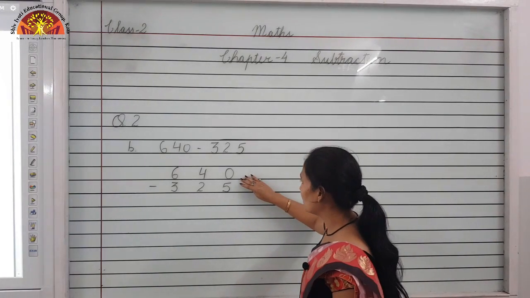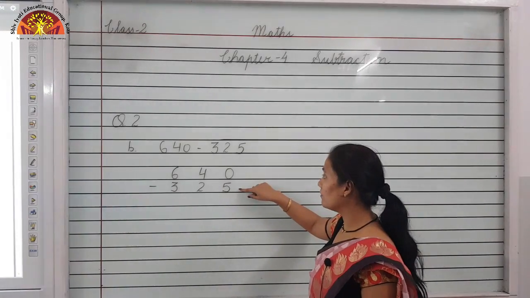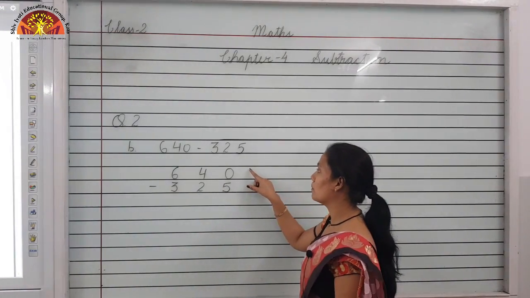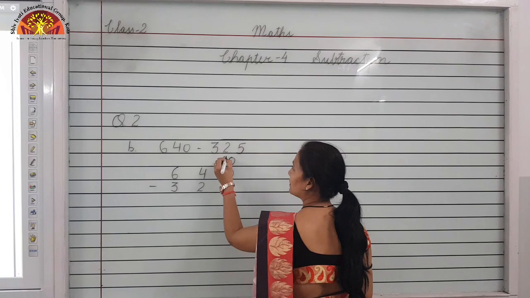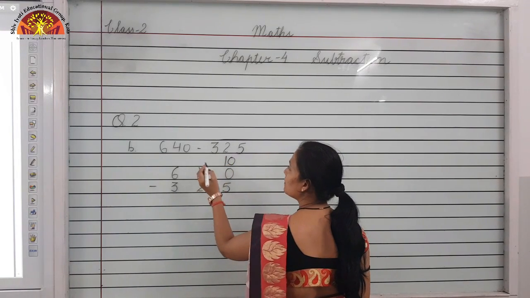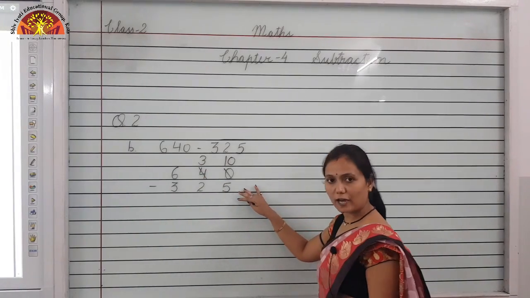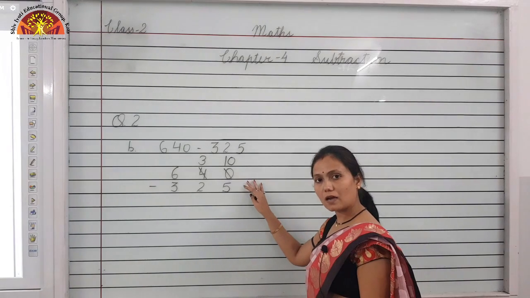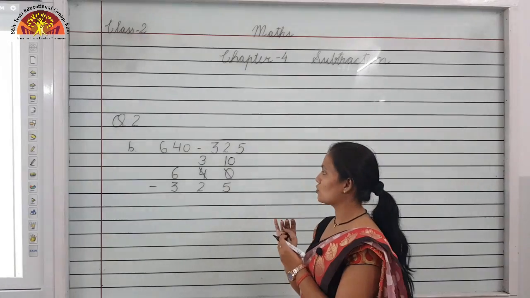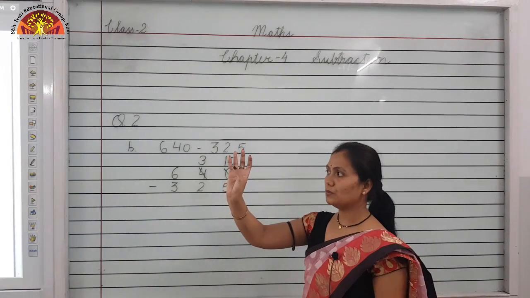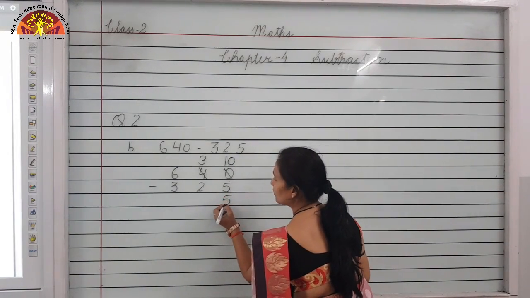You can see we have to subtract 5 from 0. So it is not possible to subtract 5 from 0. We'll borrow 1 from tens place. So it will become 10 and this 4 will become 3. Okay. Now subtract 5 from 10. So start counting after 5. 6, 7, 8, 9, 10. So how many? 1, 2, 3, 4, 5. So 10 minus 5 is 5.